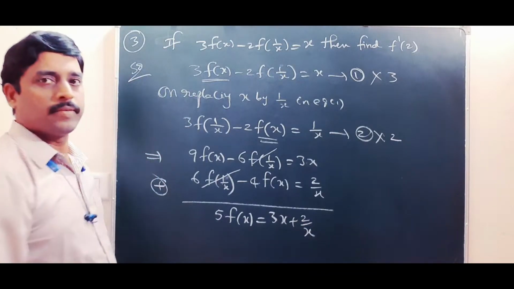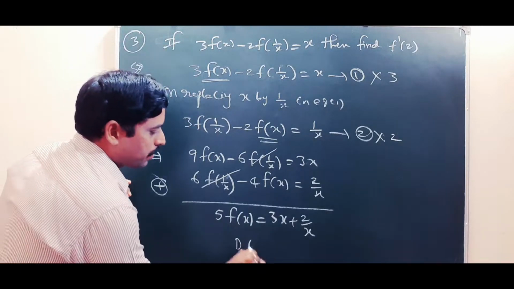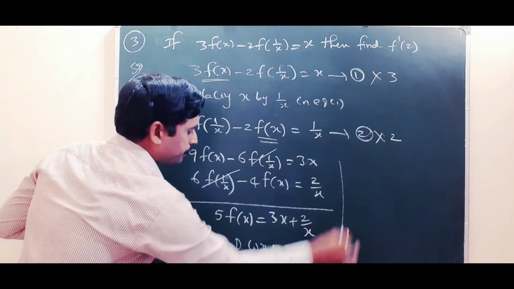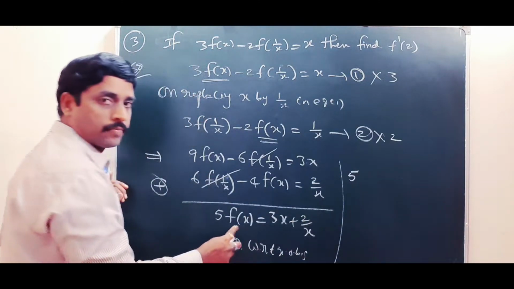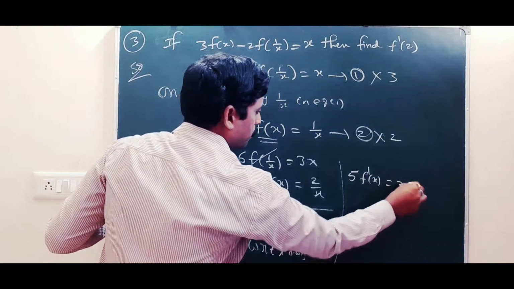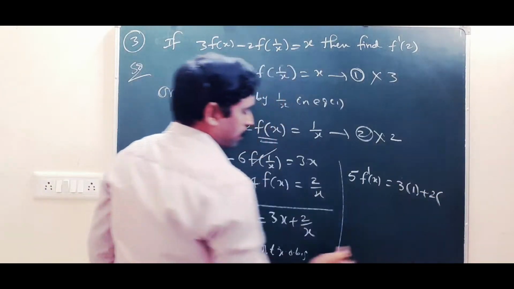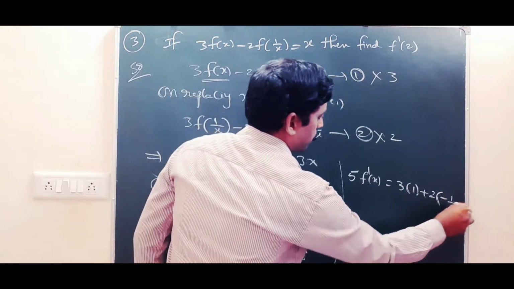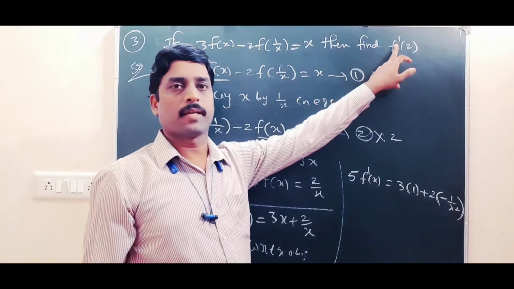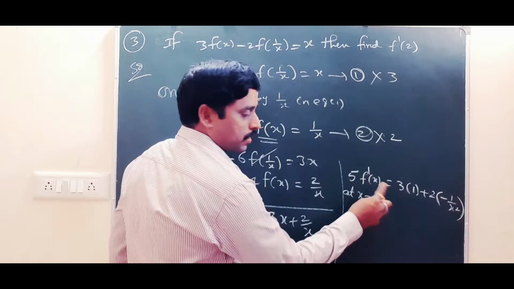But our target is f dash of 2. Okay, now differentiation with respect to x on both sides. It is going to be 5 constant. Differentiation of f of x is f dash x, equal to 3 into differentiation of x, which is 1, plus 2 constant. Differentiation of 1 by x is minus 1 by x square. But our target is f dash of 2. At x equal to 2, we have to find the f dash x value.